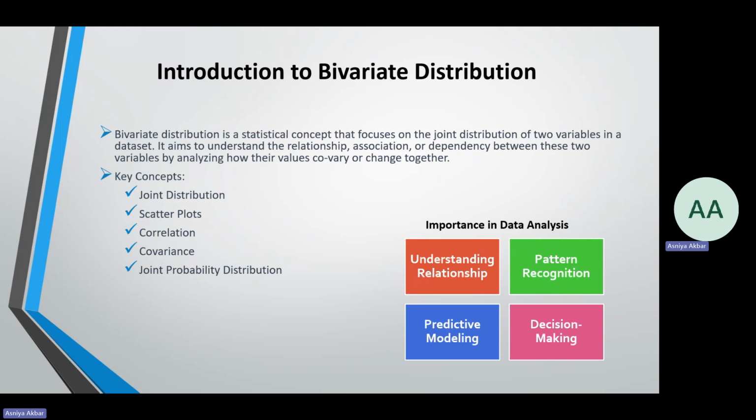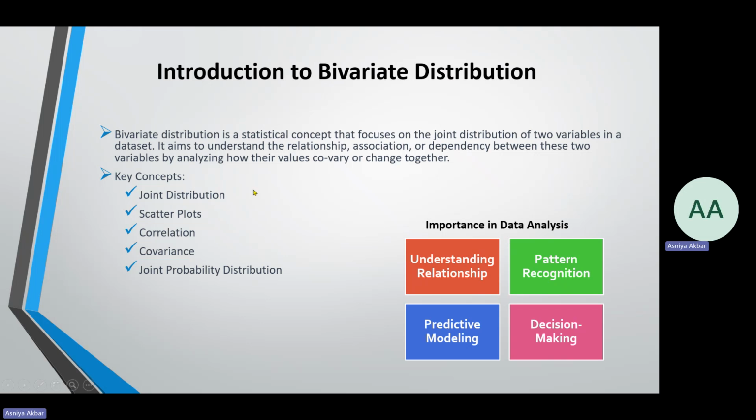Next, we have an introduction to bivariate distribution. Bivariate distribution is a statistical concept that focuses on the joint distribution of two variables in a data set. It aims at understanding the relationship, association, or even the dependencies between two variables by analyzing how their values co-vary or change together. So the key concepts here are joint distribution, scatter plots, correlation, and covariance.